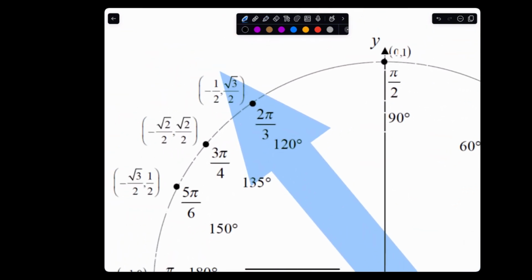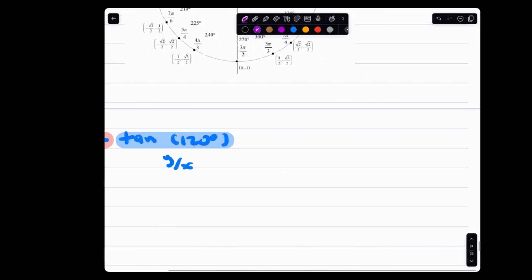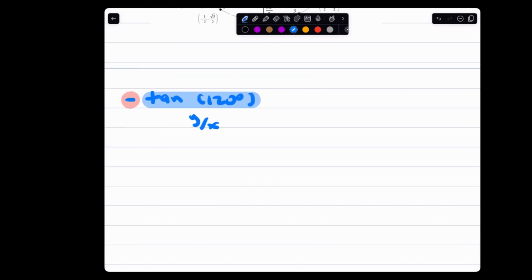Okay, and we get the terminal point, TP, and the x coordinate is what? Negative 1/2, and the y coordinate is the square root of 3 over 2. So square root of 3 over 2 divided by a negative 1/2. But don't forget, there was a negative sign outside to begin with. Is that true? All right. Tangent of a negative 120.